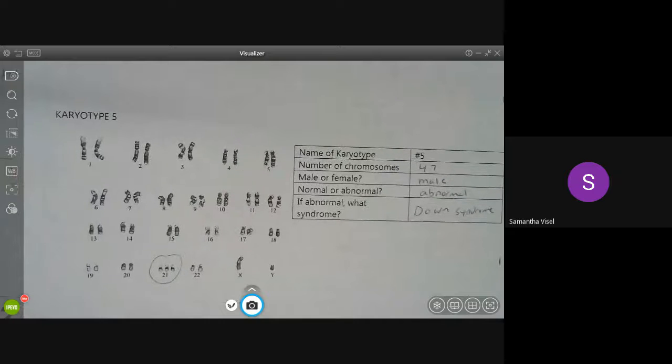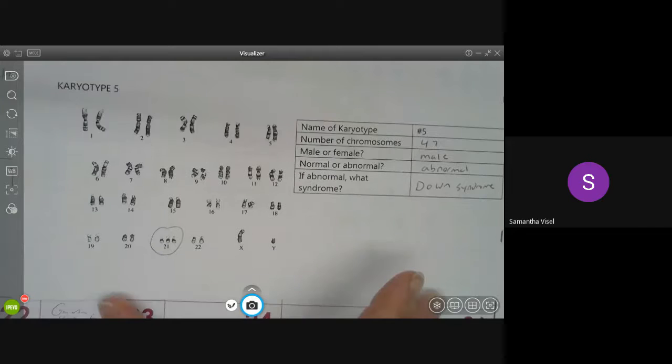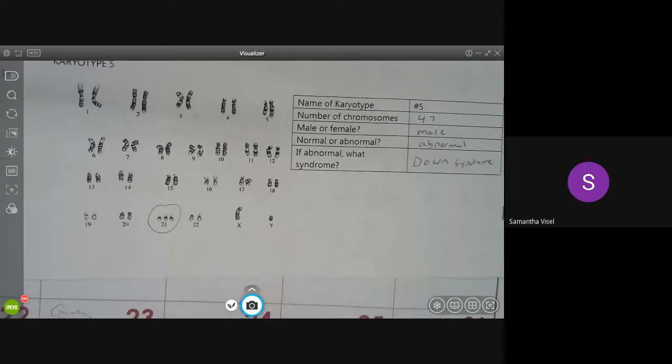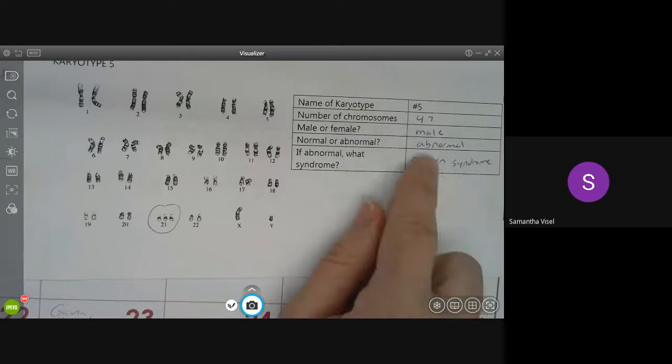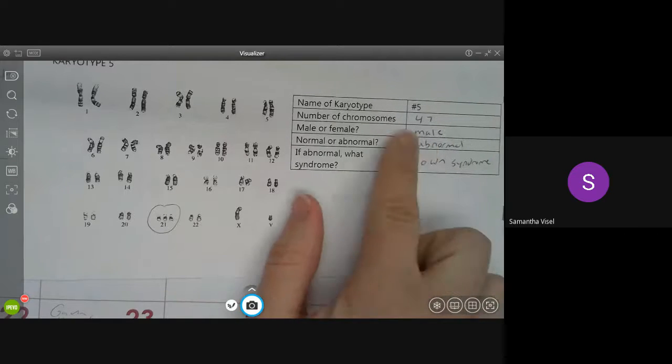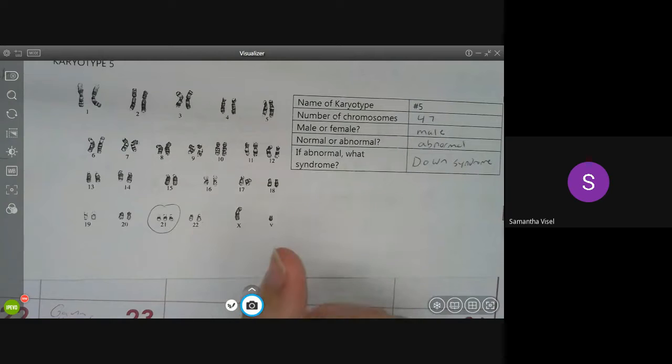All right, and then lastly here we have Down syndrome, so trisomy of 21. This person here is male, 1 X, 1 Y. So this would be an abnormal karyotype because we have 47 chromosomes instead of the expected 46.